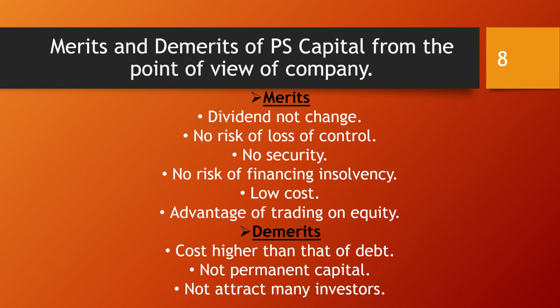In the same way, preference share capital has certain demerits. However, preference share capital is not permanent in nature. It has to be redeemed after a fixed period. It means that they are redeemed by the company after a specific duration. The cost of preference capital is higher than the debt. The reason is it is preference in nature and a fixed dividend is there. That's why the cost of preference capital is higher than the cost of debt. The preference shares may not attract many investors. That is also a demerit of preference share capital.